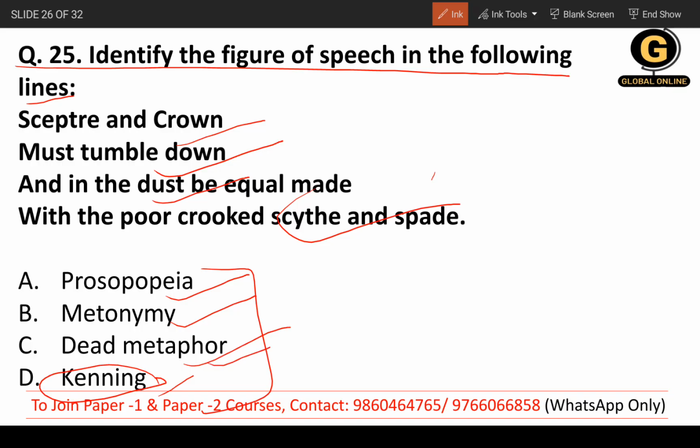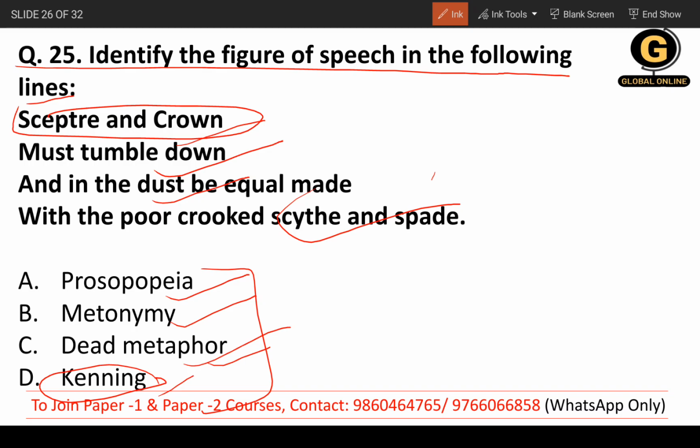Okay, dead metaphor, we don't use it now, it's dead. And metonymy is basically when you use a particular thing associated with the thing you wanted to talk about. For example, sceptre and crown are associated with the king's accessories. So it is actually representing the king, but on behalf of the king you're using sceptre. The poet is using sceptre and crown, so instead of using king altogether, he is using sceptre and crown.